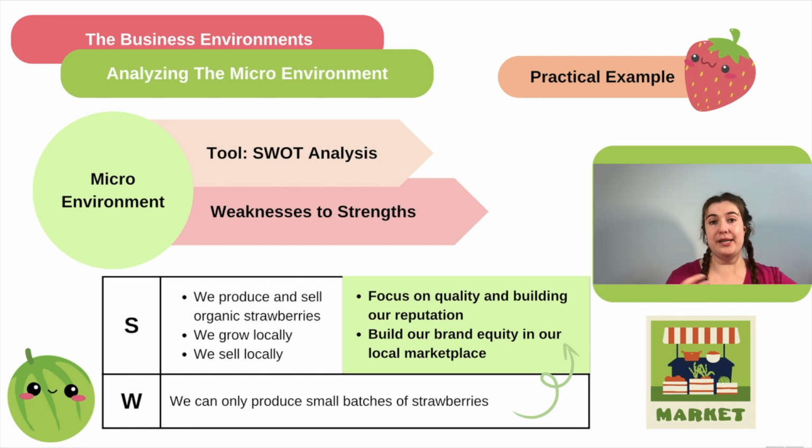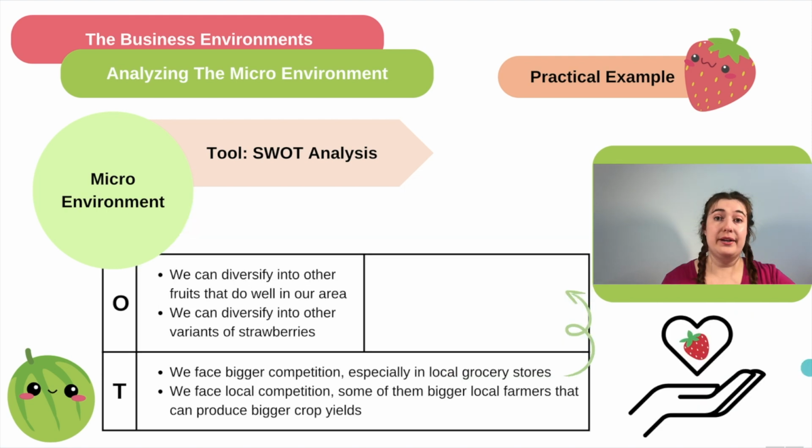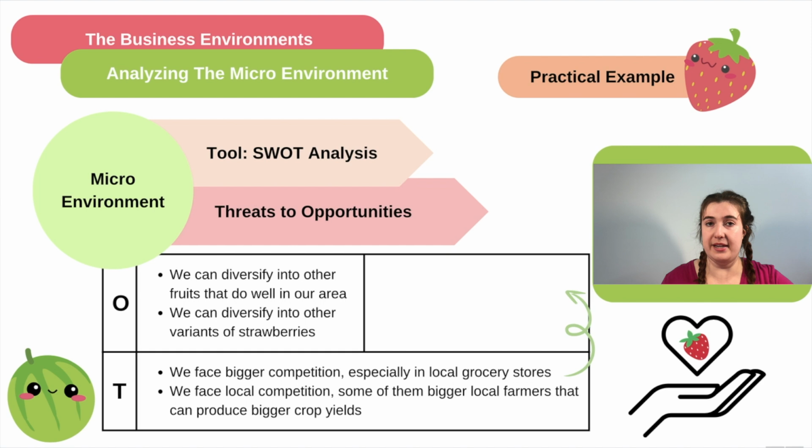And that is a really great way for us to build our brand equity, because we're building that reputation, gaining our consumers' trust, and learning how to communicate with our consumers and meet their needs when it comes to our products. Now, when we're looking at our threats and changing those into opportunities, opportunity-wise, we can diversify. We can diversify into other fruits. We can diversify our variants of strawberries.